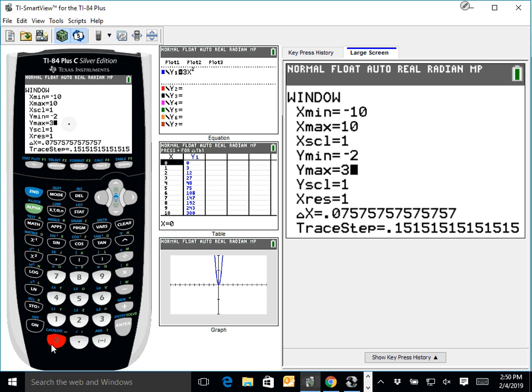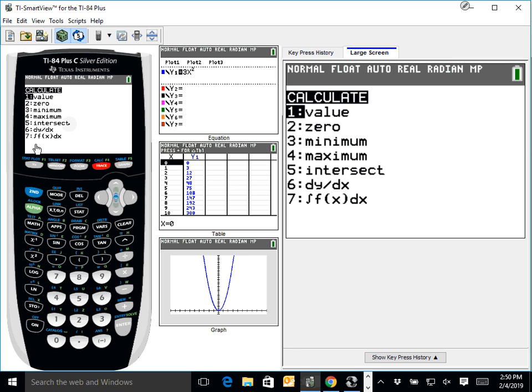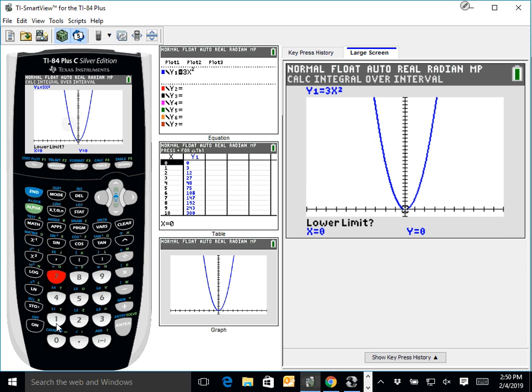So again, here's what our graph looks like. And I found the area between 1 and 3 and the function. That thing there kind of looks like a trapezoid. That area should be exactly 26. To do an integral through the graph, we hit second calc, and number 7 down here is our integral. Our lower limit was 1. Our upper limit was 3. And we can see it fills it in, and it tells us that that is exactly equal to 26. So the area of this shaded region is 26. Okay, let me show you another one.